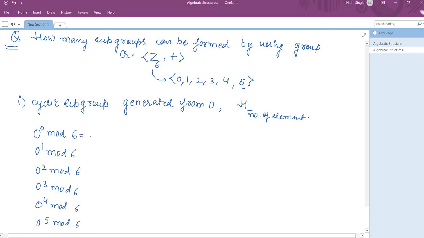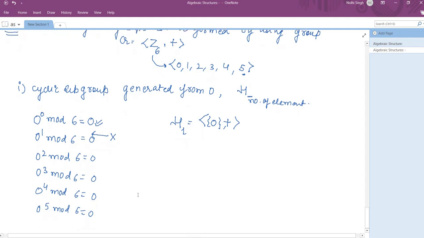So 0 to the power mod 6 equal to 0. It will be 0, it will be 0, also it will be 0, 0 and 0. Because there is a repetition over there. Na? So we have to stop over there and there will be only one element, that is 0. So it will be indicated as H1. What is the element generated by it? That is 0 in the curly braces and the operation is plus. Okay. So that is cyclic subgroup generated from 0.